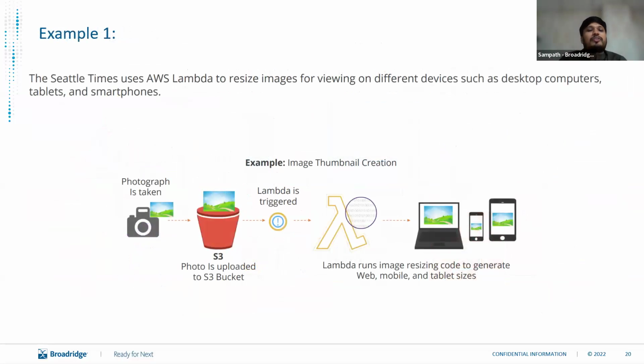I'm going to give you an example that I've picked. Seattle Times uses AWS Lambda to resize images for viewing on different devices. So basically, we mentioned that S3 is the storage service for Amazon, and for Azure, it's the Blob Storage. S3, Simple Storage Service, is where the content gets in.